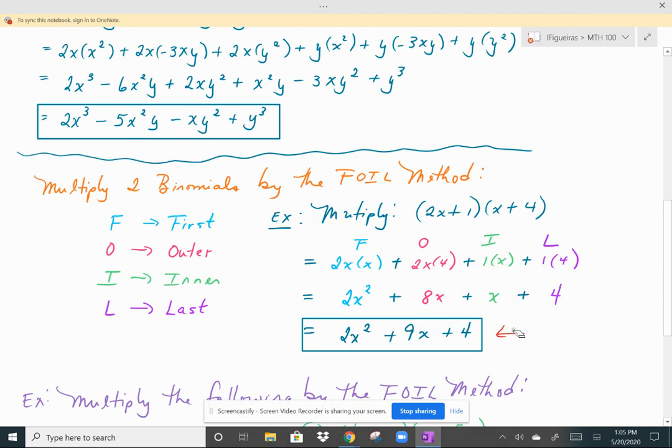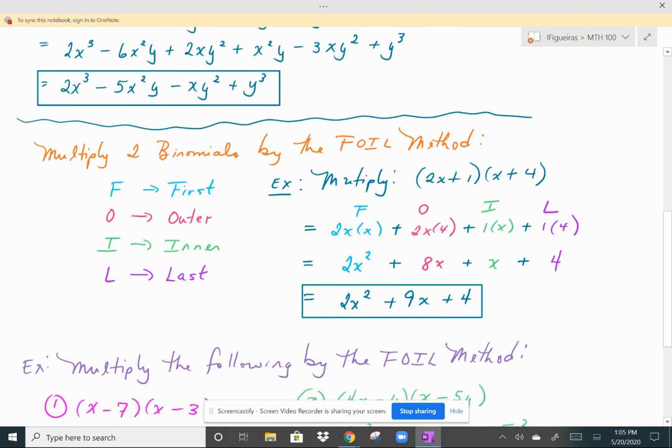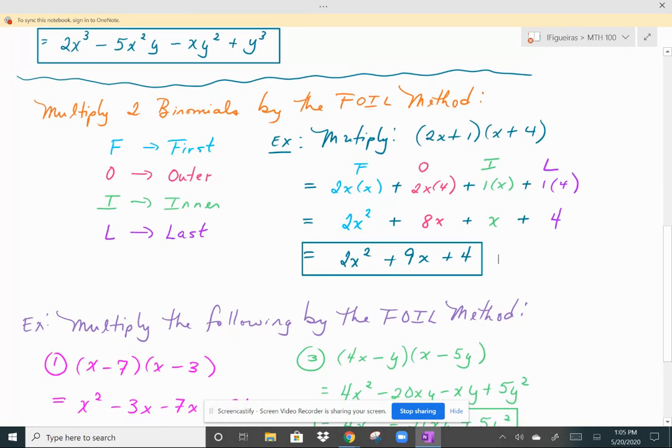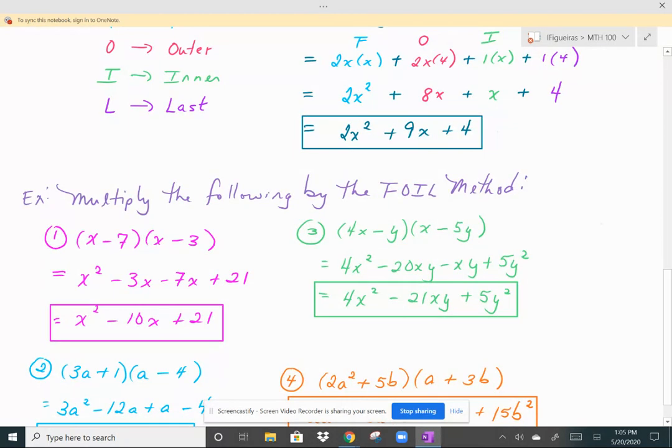Okay, so the FOIL method is a really important method for you to master. You have to do a lot of examples until it becomes really natural for you, and that will help you to get faster and better at it. And it will also help you later on in Module 11 when we do factoring, which is the opposite of foiling. Okay, so the message there is practice.